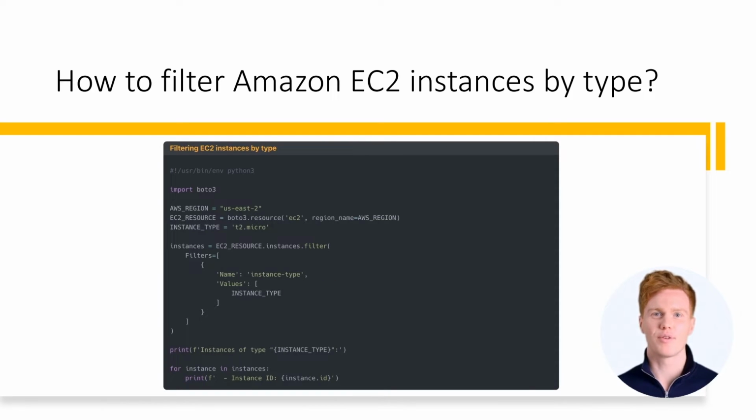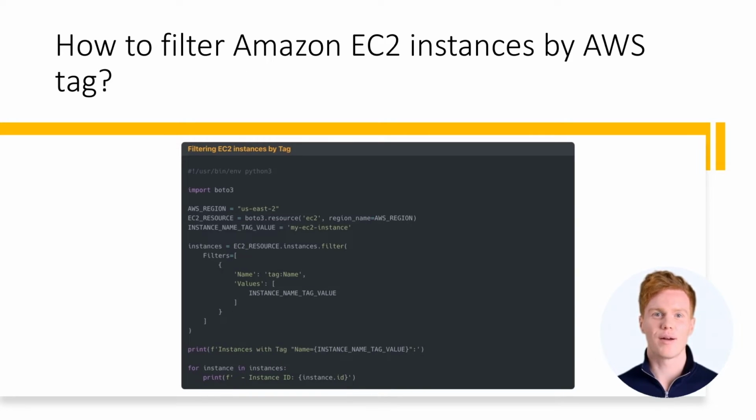Let's take a look at another example of filtering EC2 instances by their type. This example is similar to the previous one with one difference. Here we're using the filter conditions which filter by the instance type. Another common use case for filtering EC2 instances is to filter them by specific AWS tags. To achieve this goal, you must specify the filtering conditions in the format tag, tag name. In our example, we're filtering EC2 instances that have a name tag equal to my EC2 instance.